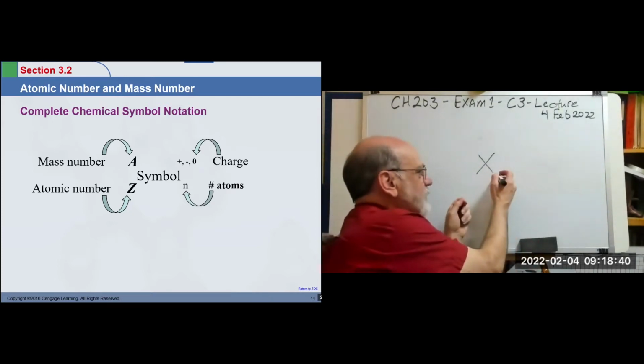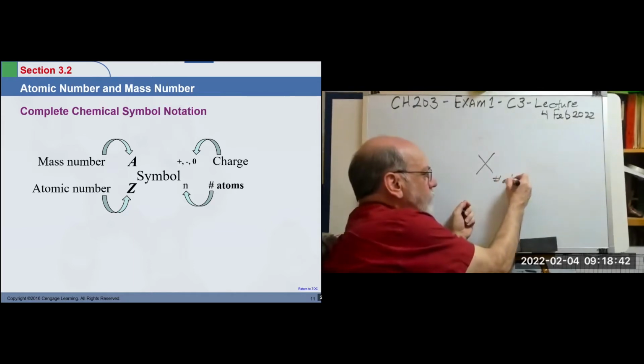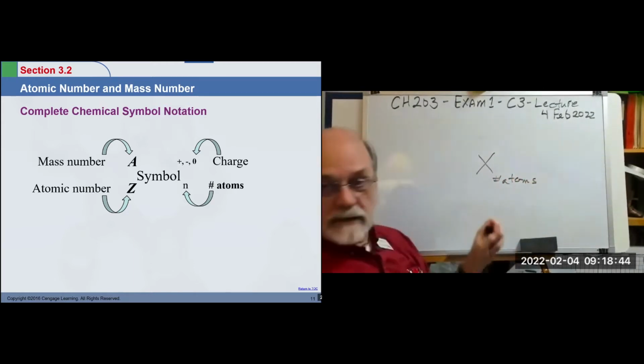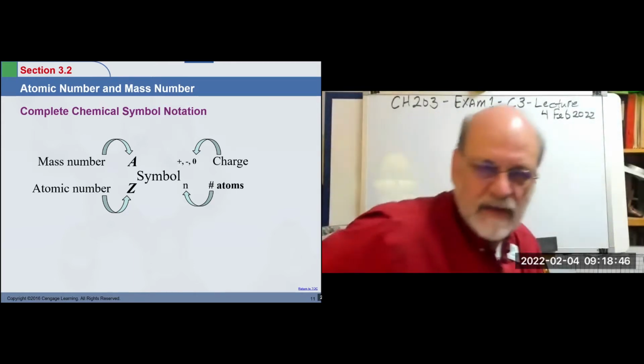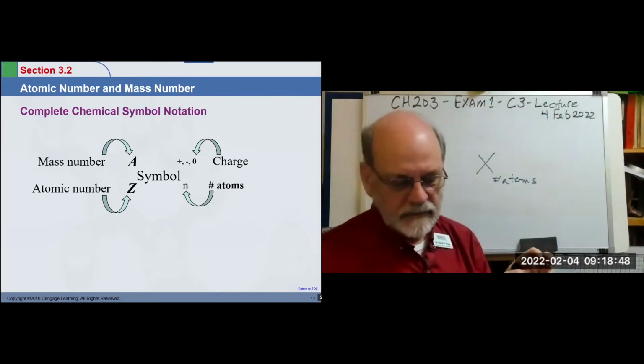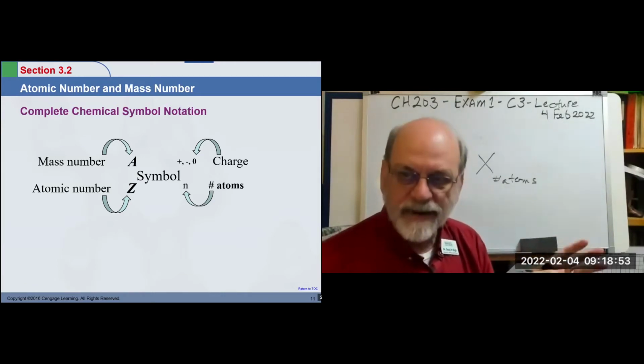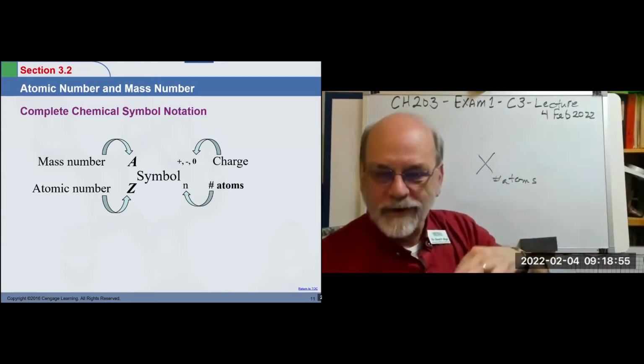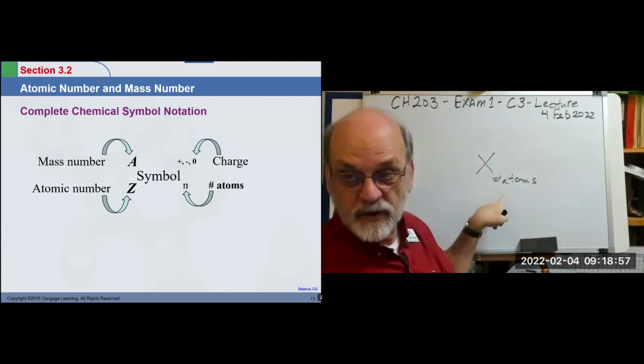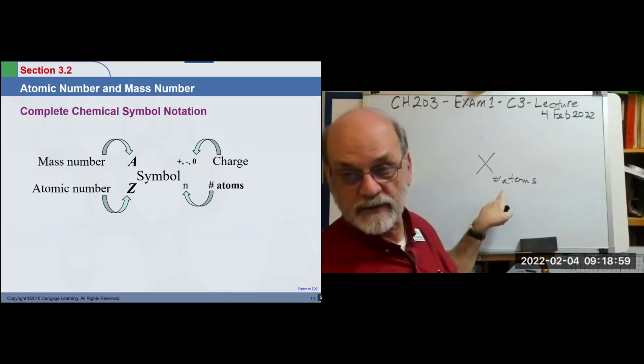Down here is how many of them are there? If you need to represent an atom, an element, a compound with a certain number of these atoms, then you put the number of atoms down here as a subscript to the right.